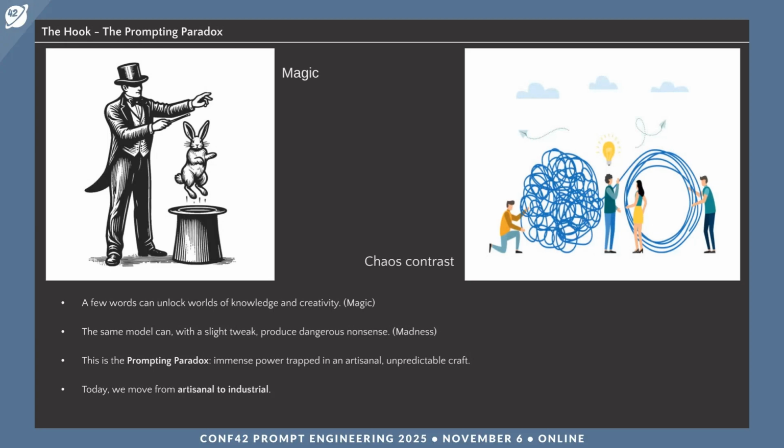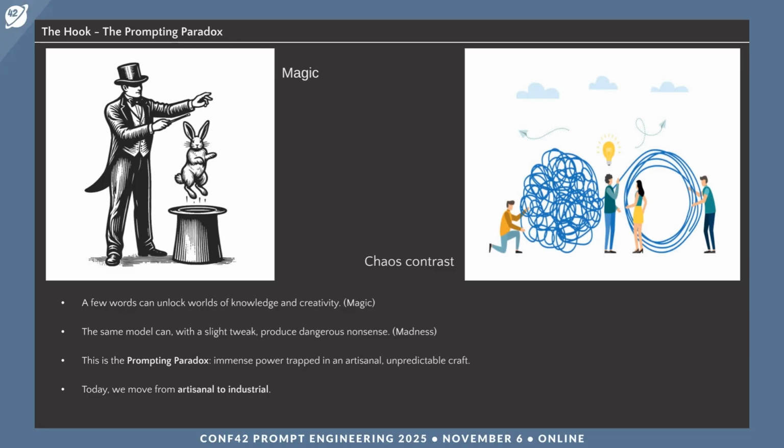Moving on, we'll start with the hook, the prompting paradox. As you see on the screen, two different images. The first image is, think about a magician taking a rabbit out of his hat, right? Looks like pure magic, right? On the other side, you have complete chaos, where things are very unstructured, or it's becoming quite difficult to make it linear, structured or meaningful data. Basically the chaos representation.